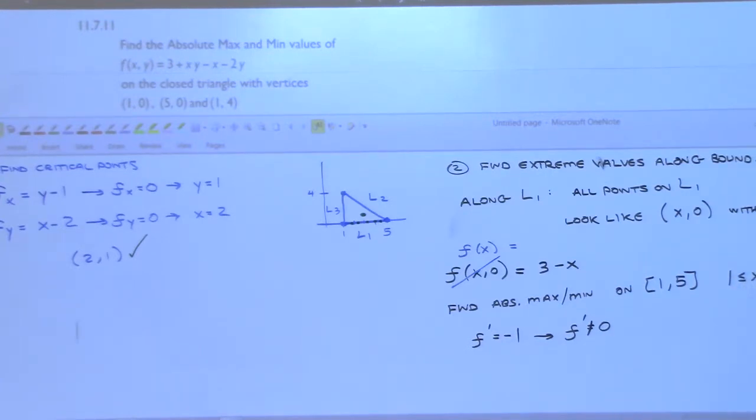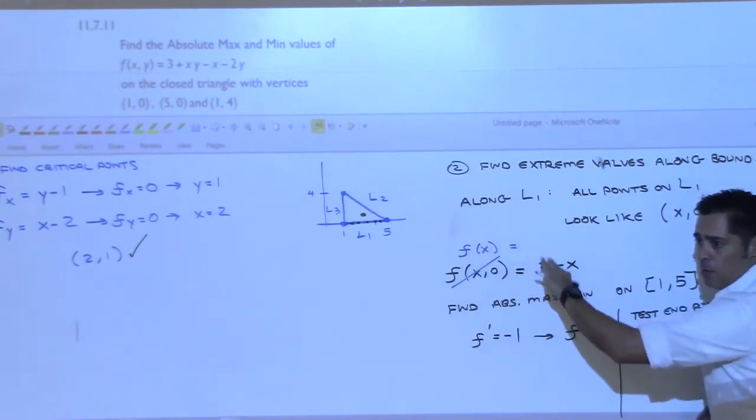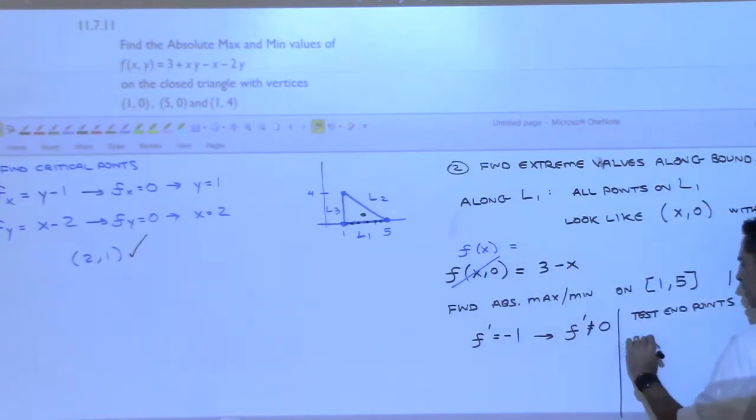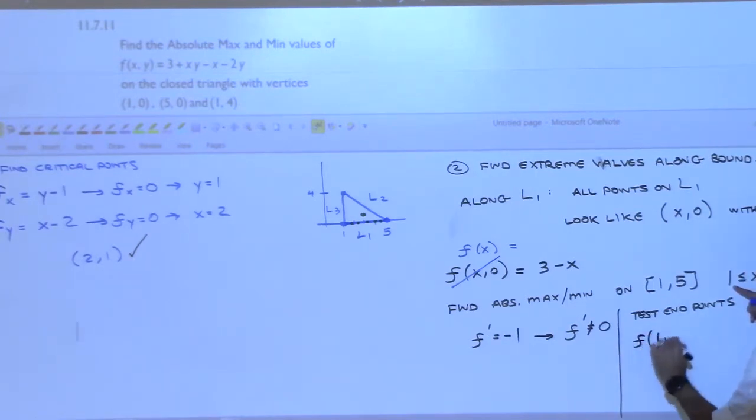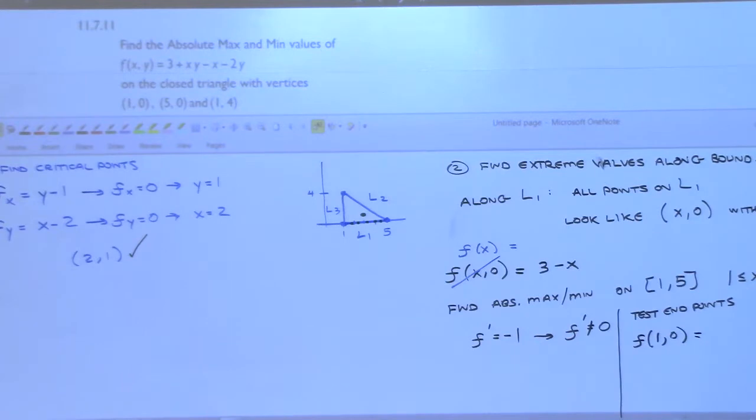Got it? So now what I'm going to do is this. I would like to test the endpoints. I only put this blue one up here so you could see we've got this down to a Cal 1 problem. But to test the endpoints, I'm actually doing this. x is 1, right? That's one endpoint. And then the y coordinate was 0. Why is the y coordinate 0? Yeah, because we're on L1 still, right? We haven't moved off L1. So now just go back into the original function. Or, you know, it still works here, too. You can just replace that with 1. And what do you get? 2.